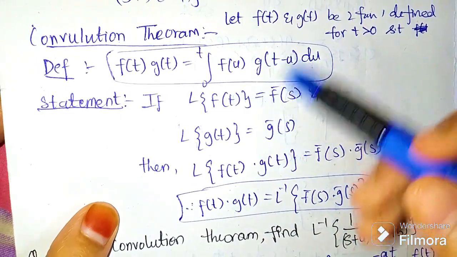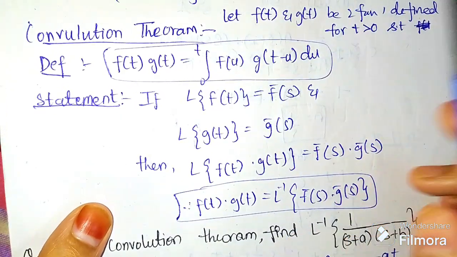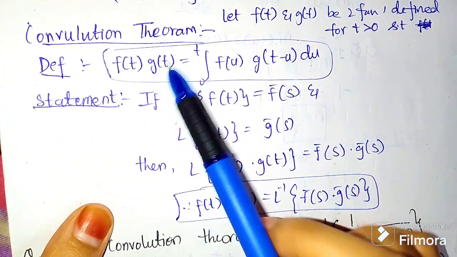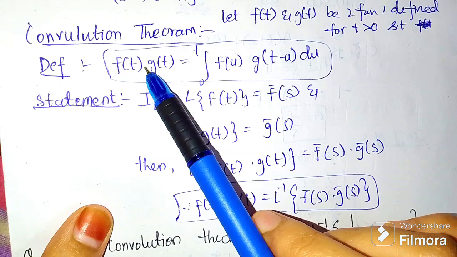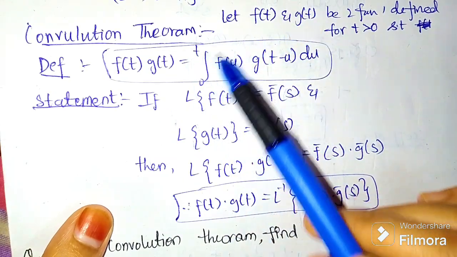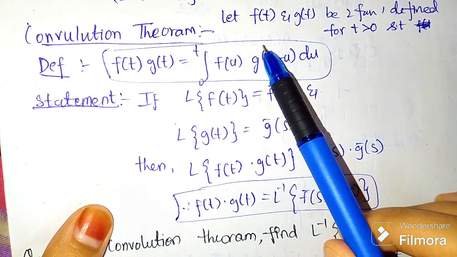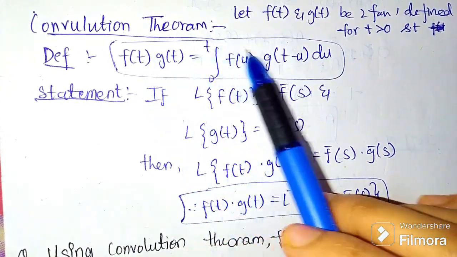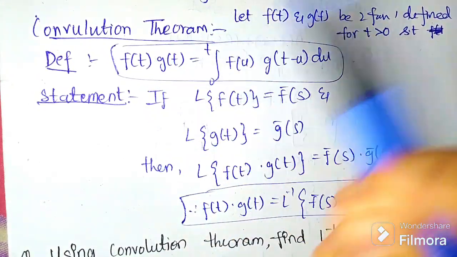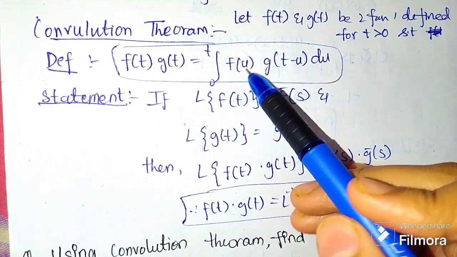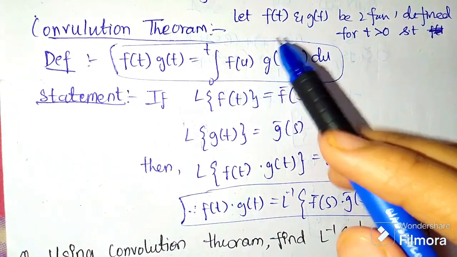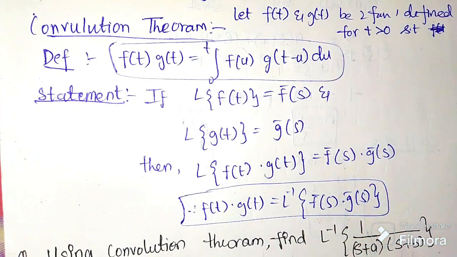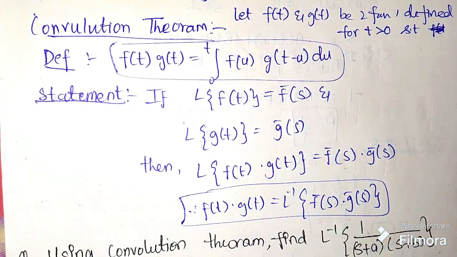See, the convolution theorem states that let f of t and g of t be two functions defined for t greater than 0. Then by definition we'll write f of t convolved with g of t is the integral from 0 to t of f of u into g of t minus u du. So we have to change the t to u. For easy functions that you know very well, we'll keep u; for difficult functions we'll put u, and for easy functions we'll take t minus u.